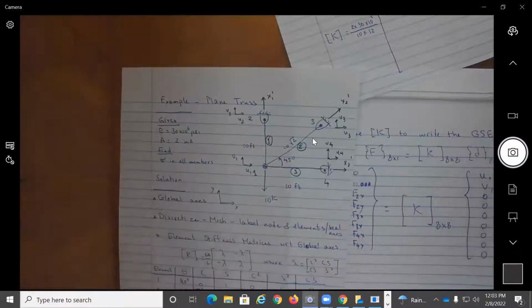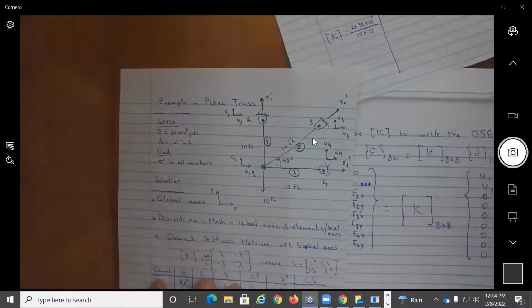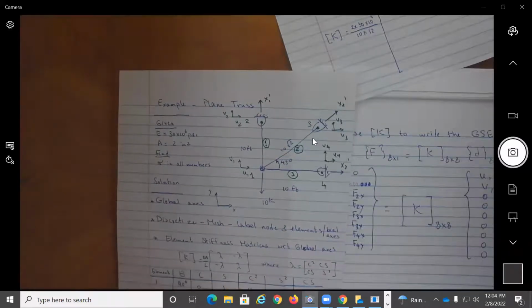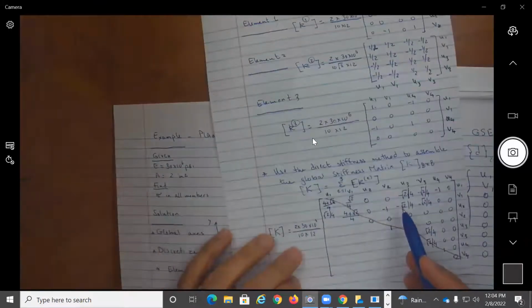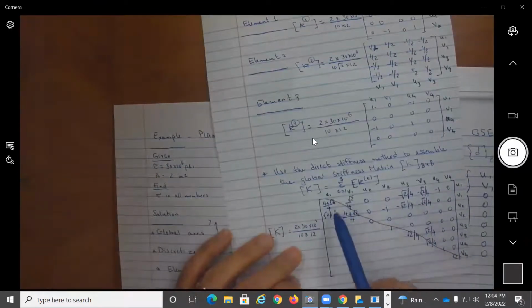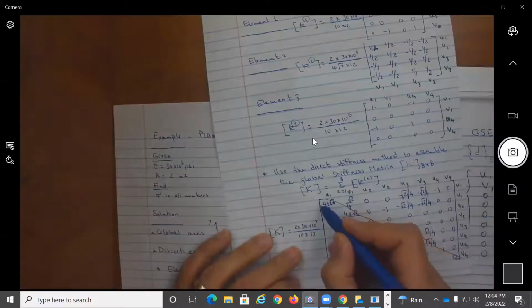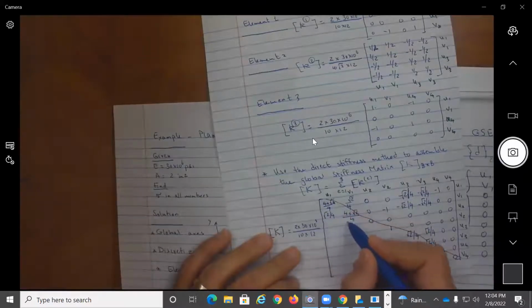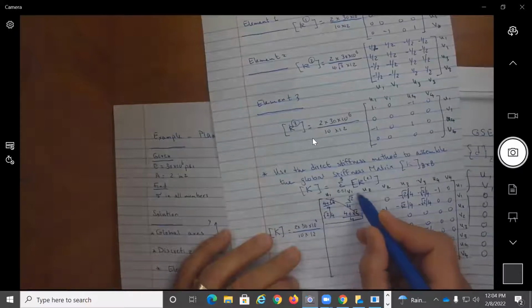So what I did here is I wrote my global stiffness equations as well as applied my boundary conditions. Now, because of all these zeros, I can reduce or write my modified stiffness equations by crossing out the rows and columns corresponding to all the zeros. So really, I'm going to be left with this top 4 by 4 portion.